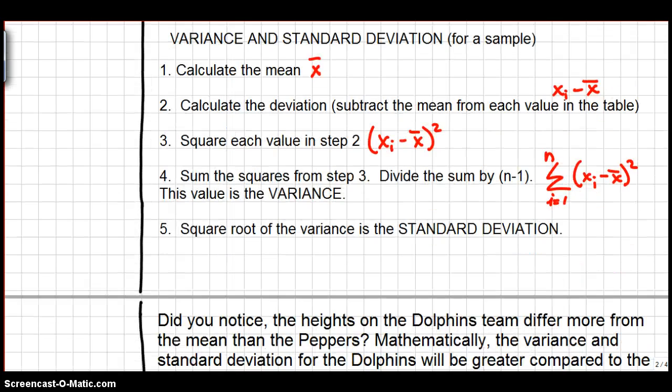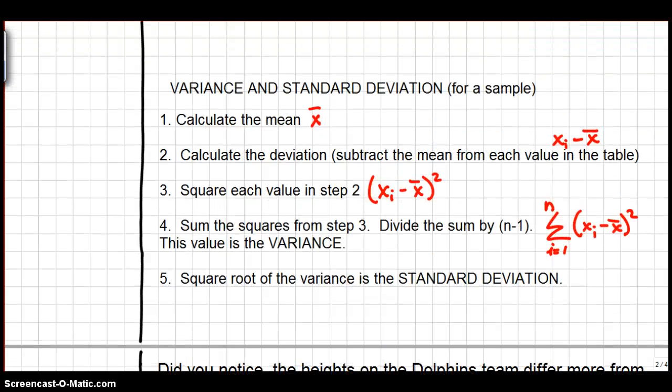That is only half of step 4, so you still need to complete step 4 by dividing the sum by n minus 1. Remember that n is the number of values that you are currently working with. I'll explain, if I have time, at the end of the video what the n minus 1 stands for.